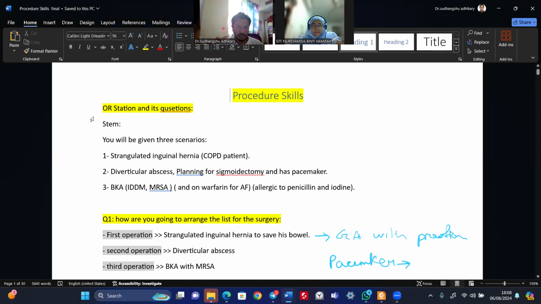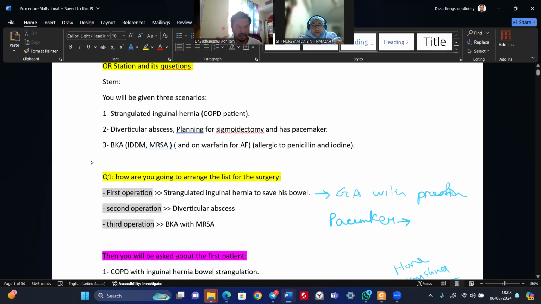For the procedure skill or station question STEM, you will be given 3 stations. Number 1, strangulated inguinal hernia. That was the difference. In the PDF file, it was written only inguinal hernia. If it is only inguinal hernia, definitely it will not come as a first case. But if it is strangulated, it's an urgent case. Yes, it's urgent. Diabetic, yes.